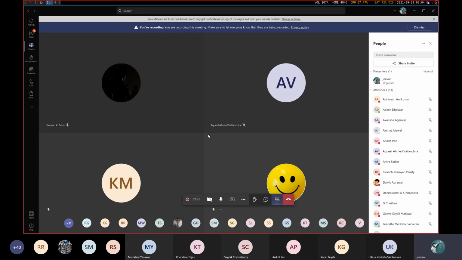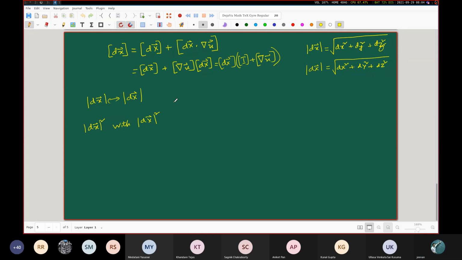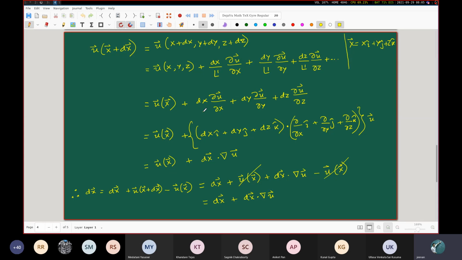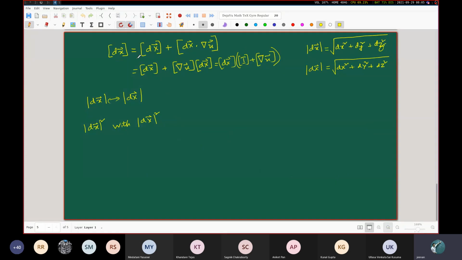Okay, so in the previous class on Monday, we had started our discussion on how to define displacement. As you can see here, we did various things, and ultimately we arrived, after this Taylor's expansion, at this particular form. When we were considering these 2 points, we obtained the elemental line segment vector in the new configuration, and the matrix representation of that we arrived at in this form.